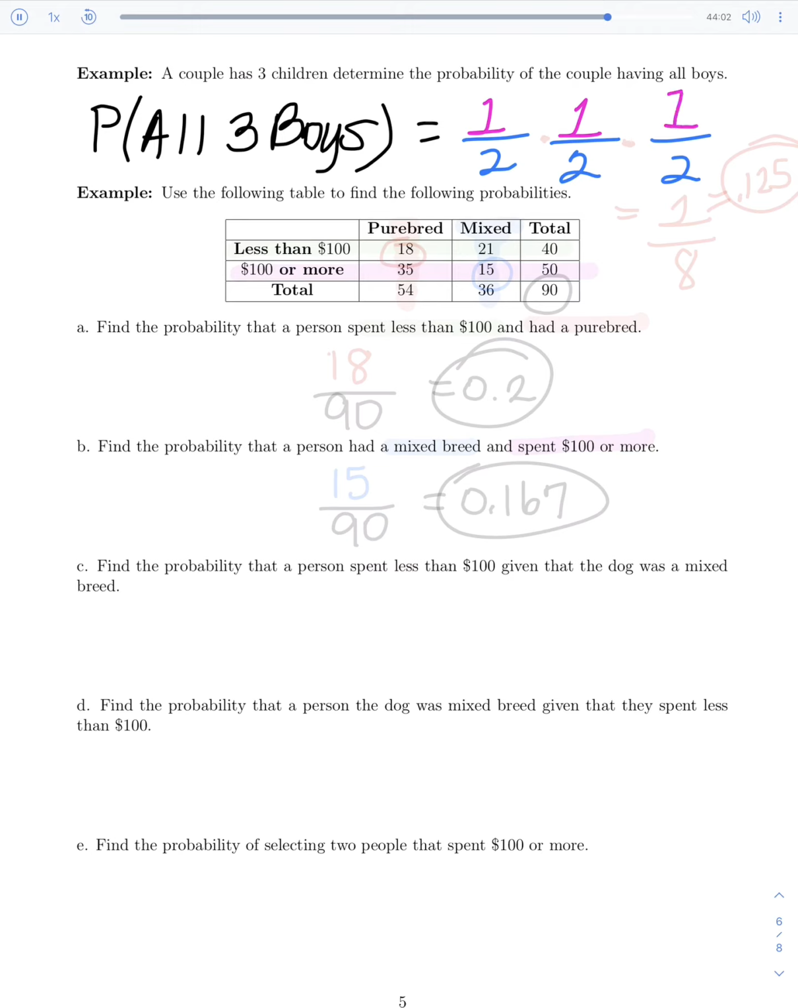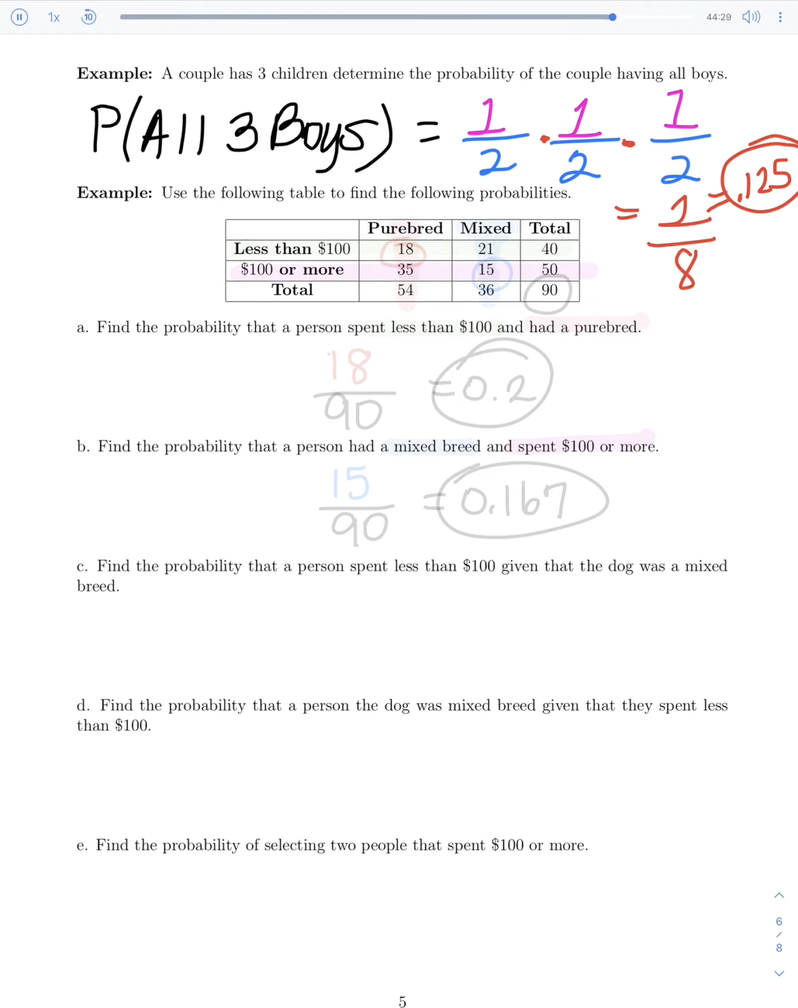So going straight across, multiplying these fractions will give us 1 times 1 times 1 on the top, which is 1. And then 2 times 2 times 2 on the bottom is 8. So your chances of all 3 of your children being boys is 1 out of 8, which is 0.125, or about 12.5%.